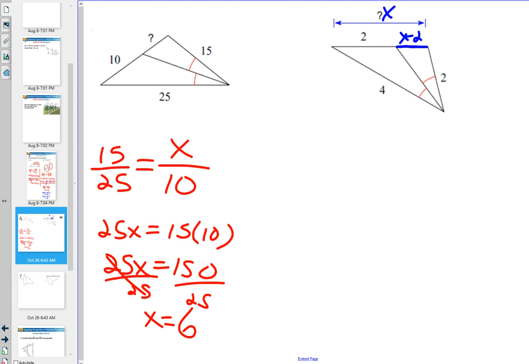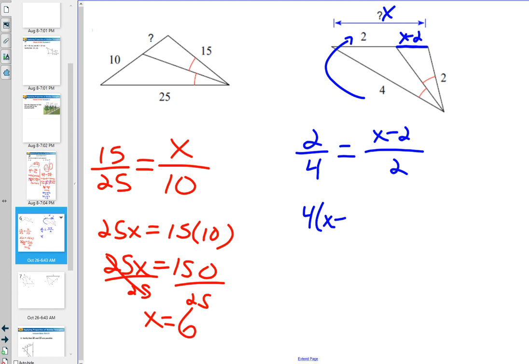Let's see what corresponds. Wyatt, give me a scale for this one. Thanks, Wyatt. And if I write it, you could also write it as 4 over 2, but if I write it as 2 over 4, what would go on top of the 2? X minus 2, good. What will go on the bottom of the 4? Just this 2 here. Cross multiply, like you do in the hood. 4.